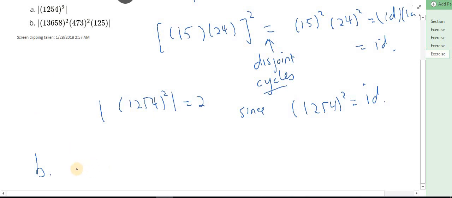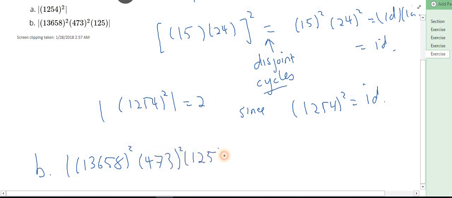All right, so here's the order of (1 3 6 5 8) squared (4 7 3) squared (1 2 5). Now the first thing to look at when you have an expression like this is, are the cycles disjoint? And unfortunately they're not. So they're not disjoint, so I'm going to have to compute this all out by the entire product. So let's just get to it.